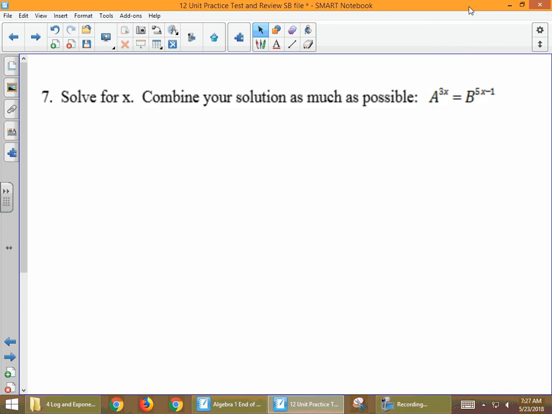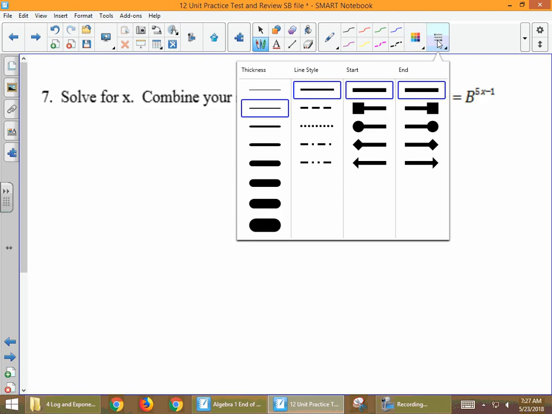All right, so we did some logarithmic equations. Now we're going to solve for some exponents, and we're going to do that using logarithms. Here we don't have anything out front. Our a and our b we're going to treat as constants.